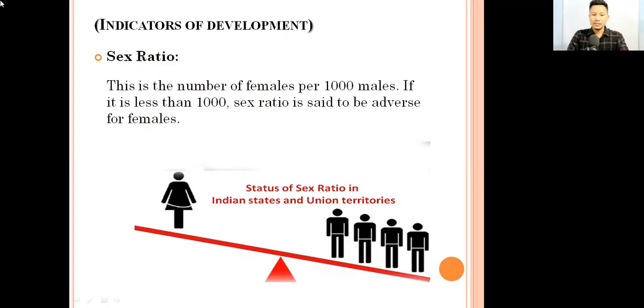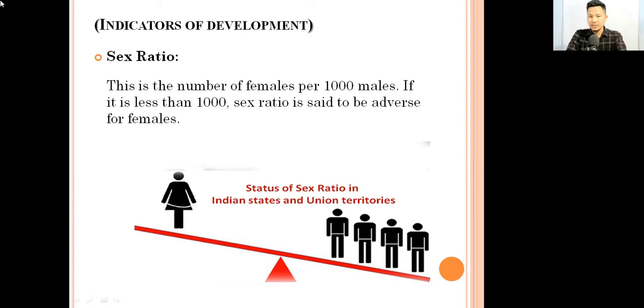Next is sex ratio. When we talk about sex ratio, it consists of both male and female. So let us see what is the actual meaning of this sex ratio. This is the number of females per 1,000 males. That means the number of females in 1,000 males. If it is less than 1,000, sex ratio is said to be adverse for females. Adverse sex ratio means especially for the females.